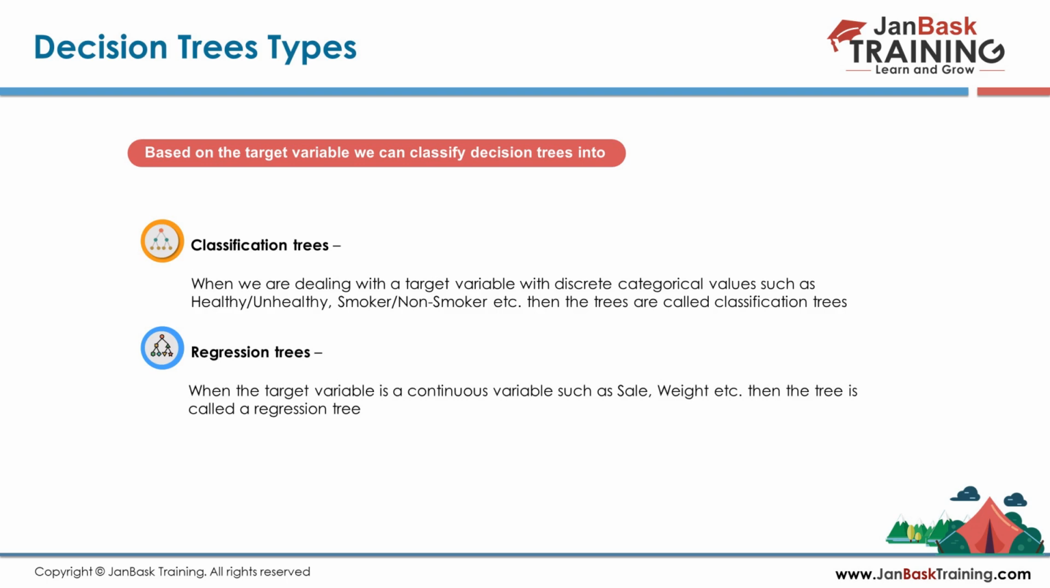When we are dealing with a target variable with discrete categorical values such as healthy, unhealthy, smoker, non-smoker, then the trees are called classification trees. So when there is a category, yes, no, this type is called a categorical variable. When the target variable is a continuous variable such as sales, weight, then the tree is called regression.